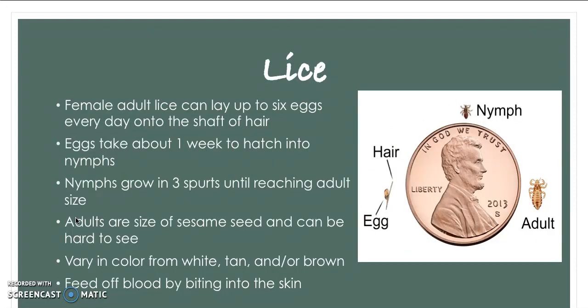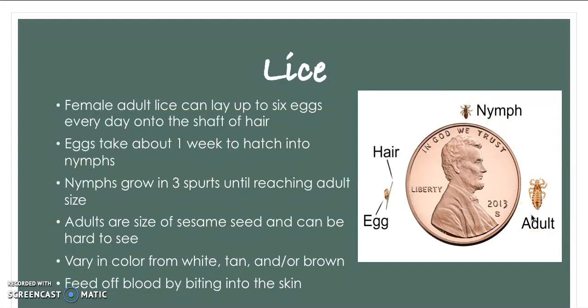So, talking a little bit more about lice. Female adult lice lay up to 6 eggs every day, and they're always into the hair. So if you can kind of look over here, they start as eggs on the hair follicle. Then they grow in 3 spurts as nymphs, and then they reach their adult size. And they're almost like a sesame seed.